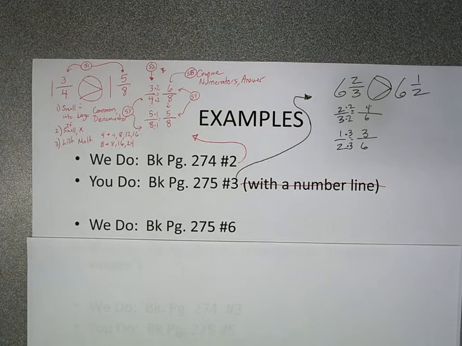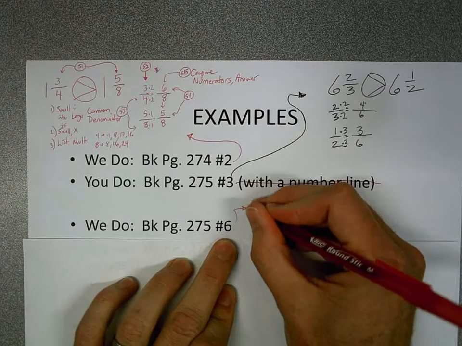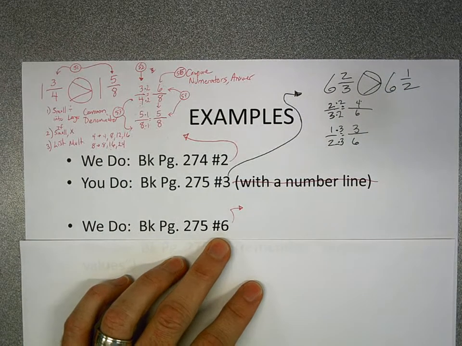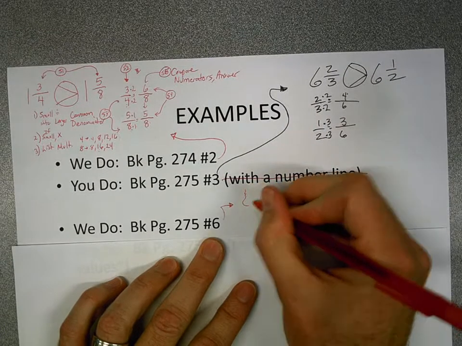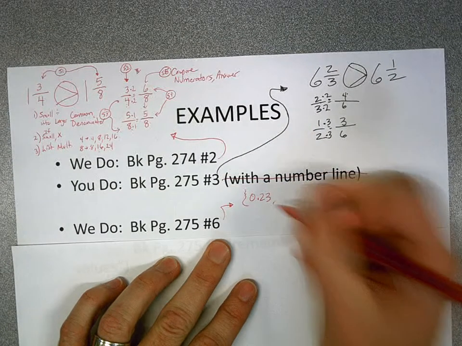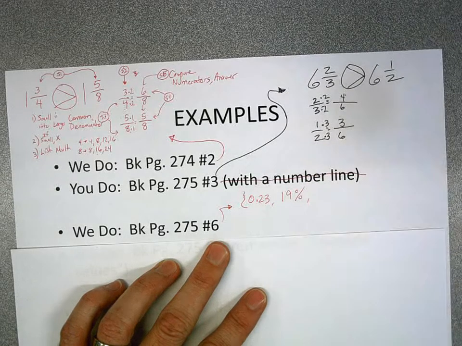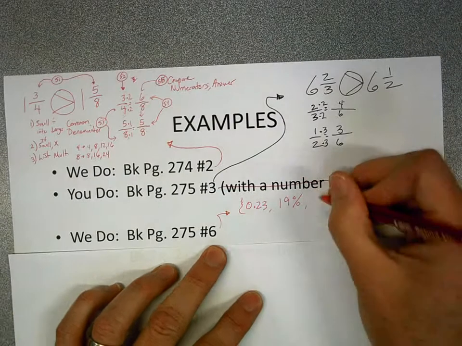Page 275, problem number 6. Okay, problem number 6, here we go. It says order each set of numbers from least to greatest. So I have a number set of 23 hundredths as a decimal, 19% as a percent, we haven't seen that in a while, since elementary school probably, and 1/5.